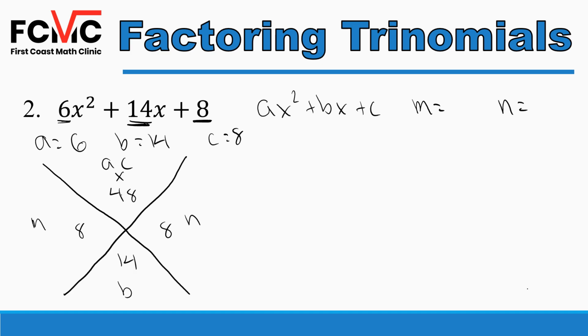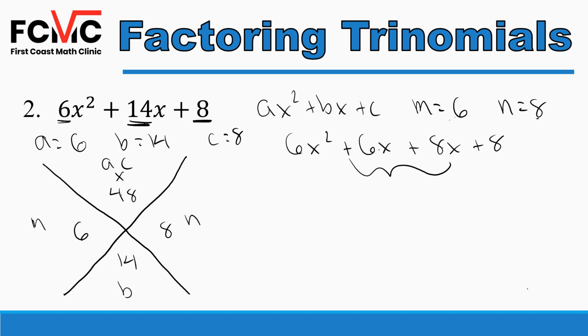So m is 6, n is 8. So we know that these are going to be our b values, 6 and 8. So we can rewrite our trinomial as 6x squared plus 6x plus 8x plus 8. And again, we can do this because we know that 6x plus 8x is equal to 14x, which is that middle value that we have right here, right?